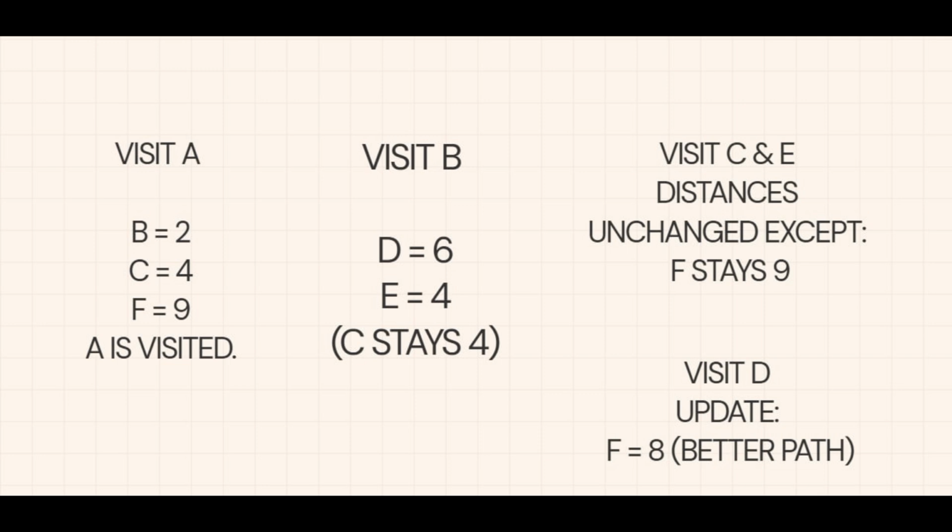Next to visit is C. The distance is 4 from C. D stays 6. E stays 4. F would become 12, so no update. C is marked as visited.